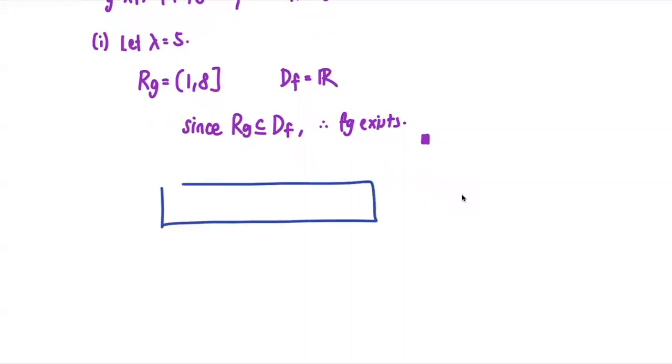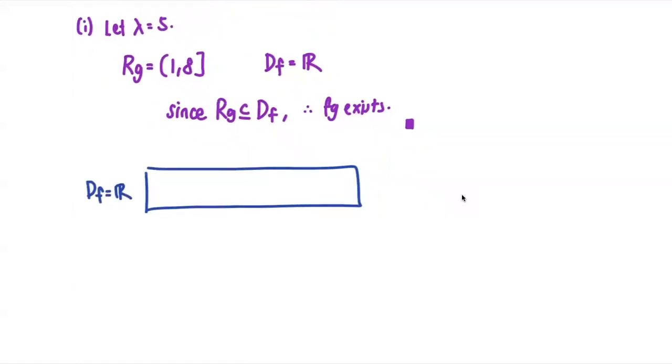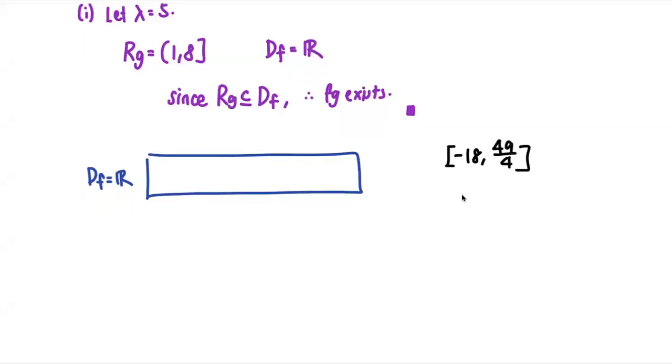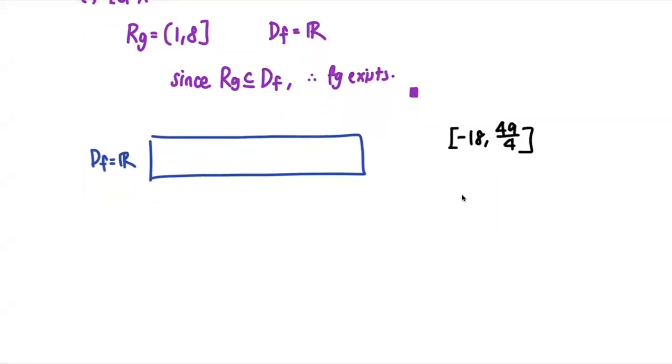We start off with the domain of f. Now, if let's say you're not confident of telling me your answer, the answer is this: negative 18, 49/4. So how do you get this? Now, the domain of f is equal to the real line. The range of g is here. So range of g becomes 1, 8.